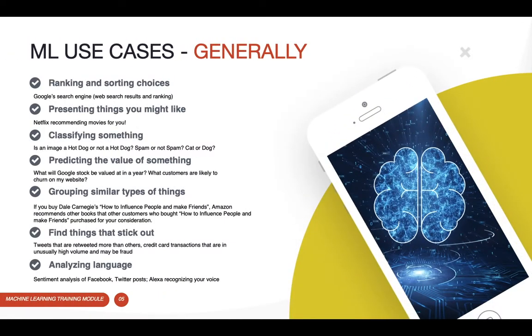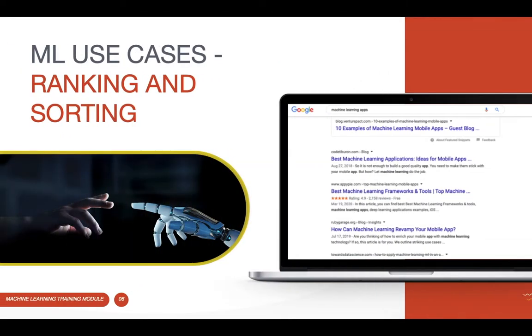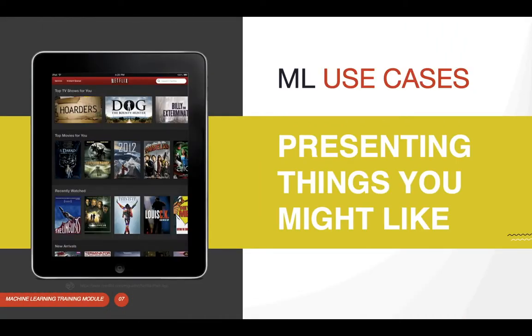Let's go over some major machine learning use cases. Ranking and sorting choices, presenting things you might like, classifying something, predicting the value of something, grouping similar types of things together, finding things that stick out, and analyzing language. So for ranking and sorting, a good example is the Google search engine, ranking the different search results that you might come across. For presenting things you might like, a good example is Netflix. For example, you love dog movies, and Netflix recommends more dog shows to you, potentially.